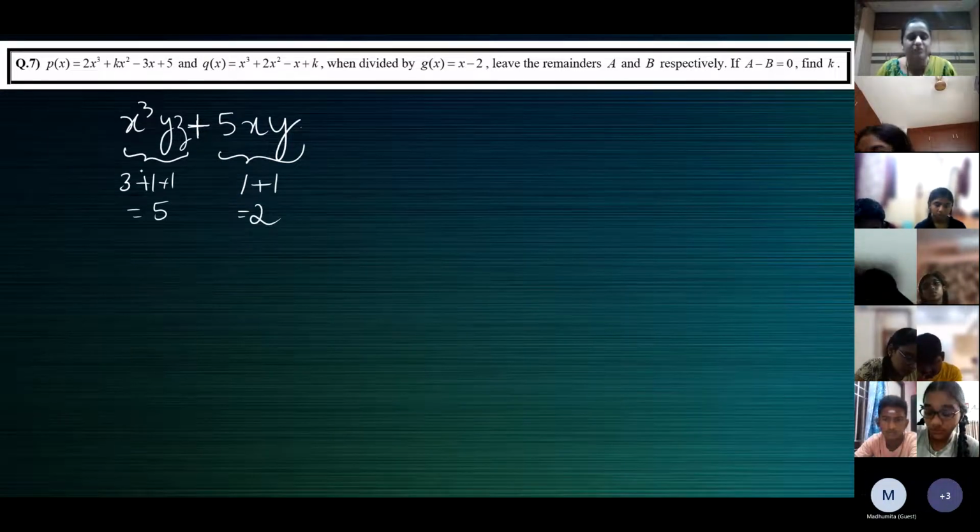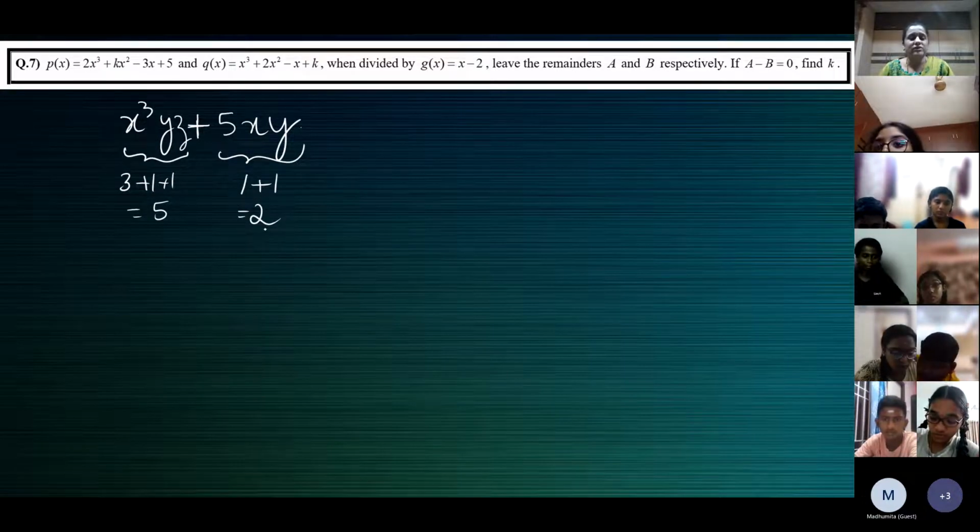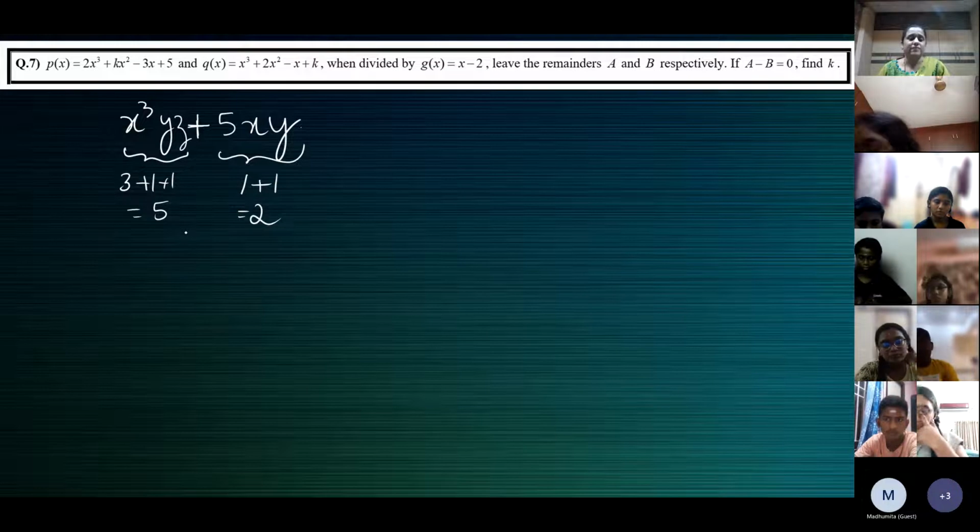So if you have more than one variable within one term, then you should add the powers. 3 plus 1, 4, plus 1, 5. Here 1 plus 1, 2. Now compare these two, whichever is greater. So the degree of this binomial is 5.